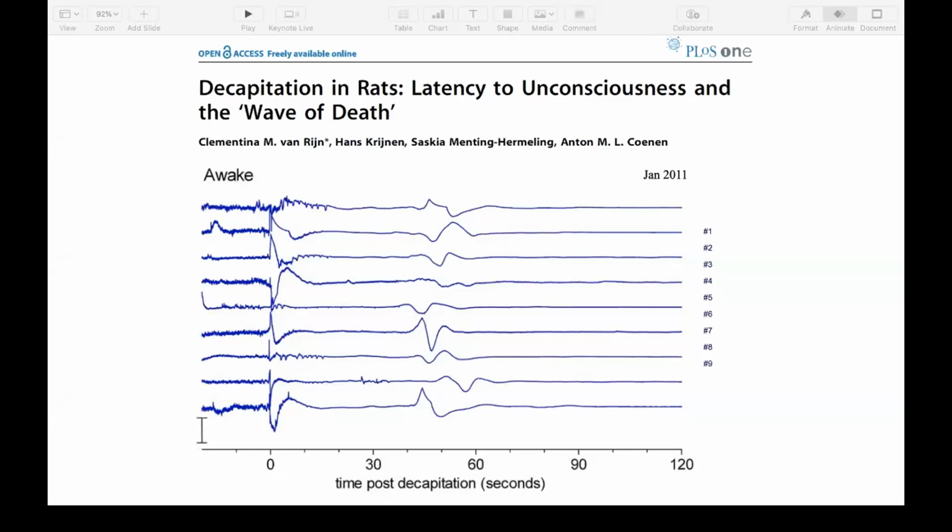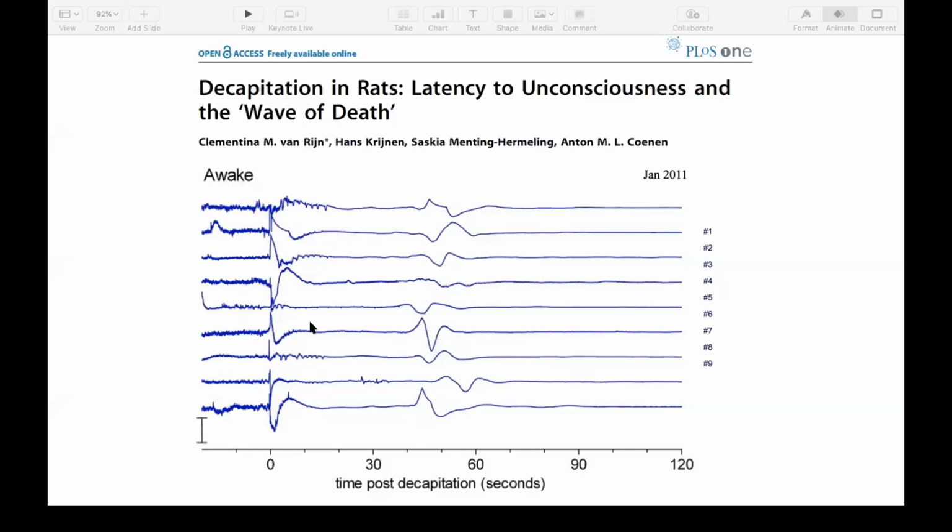This is a summary of 9 rats. Initially, the rats are awake, and there are some EEG rhythms. Then at T0, there's this artifact, which is the decapitation artifact. You can observe that for about 5 to 10 seconds, there is still, in most of the rats, electrical activity. And then after about 20 to 30 seconds, there is electrical silence.